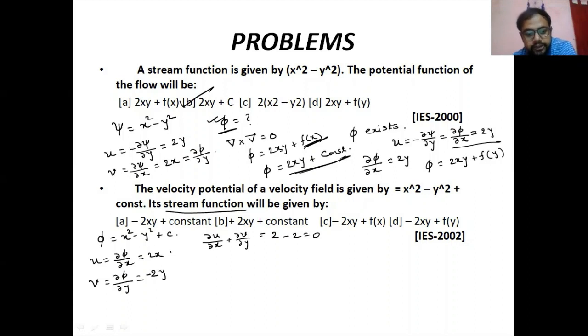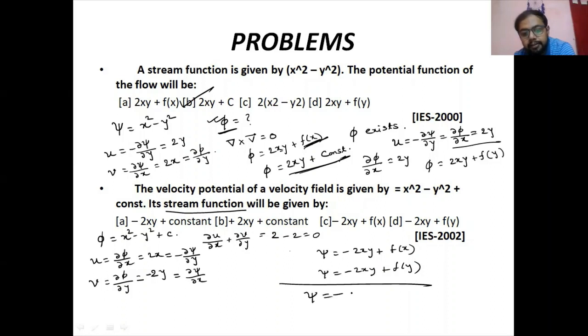So there is the existence of the stream function, as it is a two-dimensional case. So here, the Cauchy-Riemann equation, you have to take it. u is equal to, same way, minus d psi by dy. So psi is equal to minus 2xy plus f of x. Same way here, d psi by dx, psi is equal to minus 2xy plus f of y. So ultimately, the psi will come minus 2xy plus some constant. So minus 2xy plus some constant will be the answer.